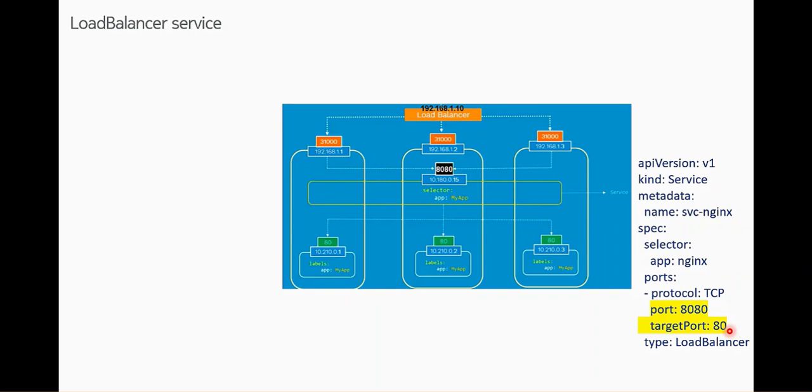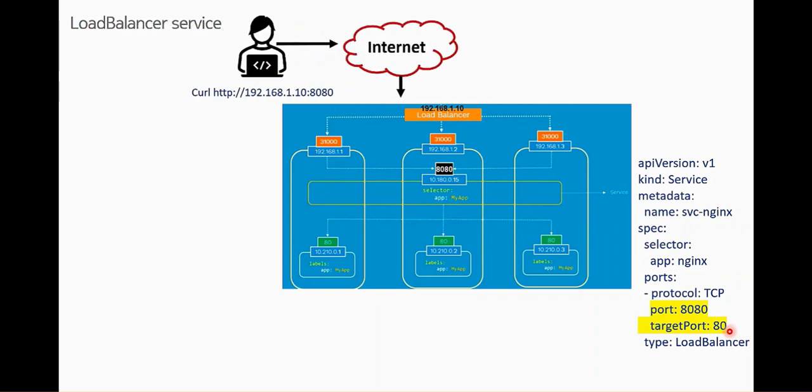And how can the external user access any of these pods? The external user will be connected via the internet to this Kubernetes cluster, and what he will do in his browser is curl http colon the IP address of the load balancer, which is actually an externally routable IP address.